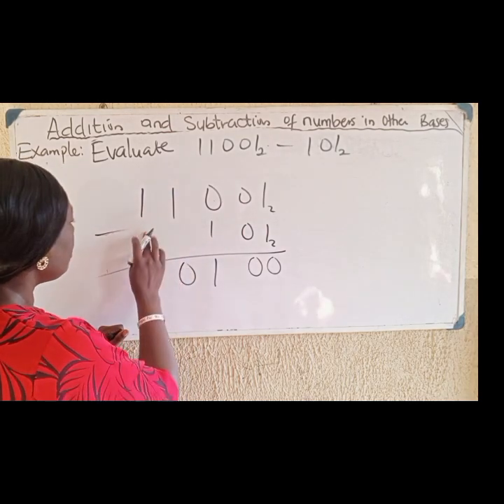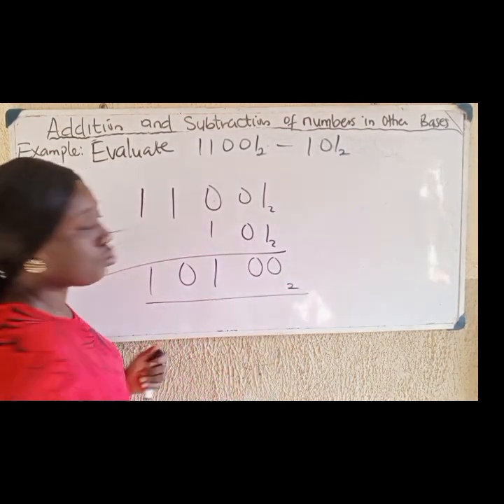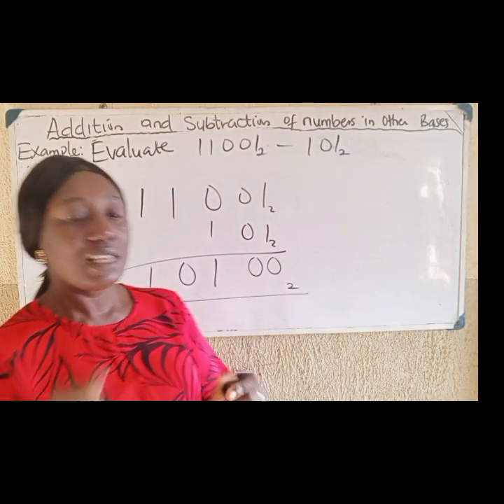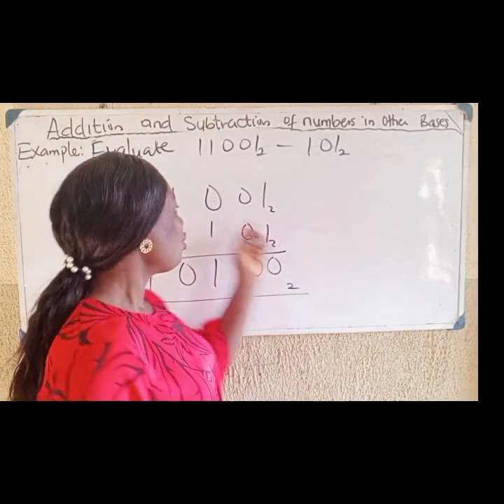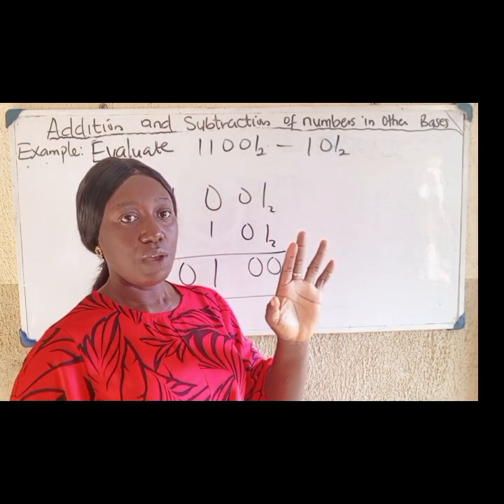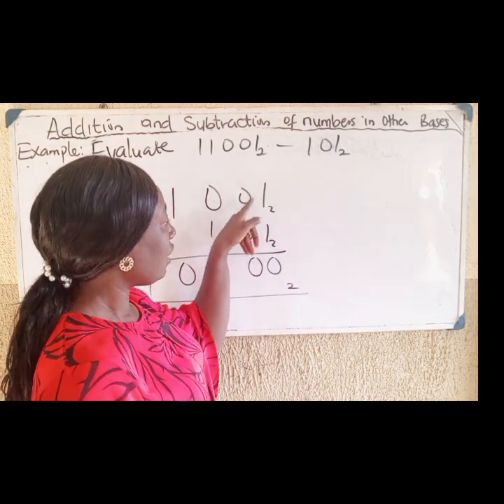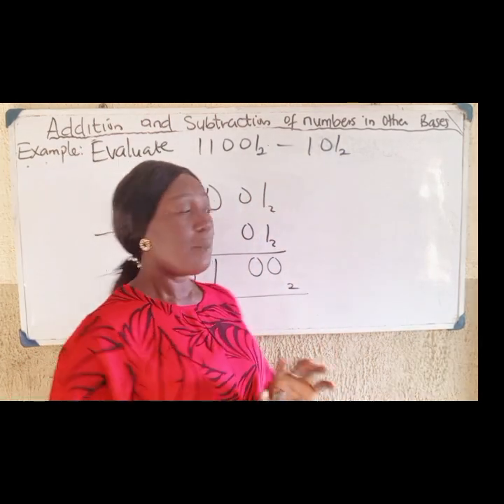Now there's no number here, and this one, I've removed 1, so what's remaining here is 0. Then there's nothing again, I'll bring down my 1 in base 2. It's very, very simple. The key thing there is that once you borrow, you call it that base you are working with. Are you getting me? Once you borrow, call it that base, add it to that number there before you now subtract. I believe it's clear.